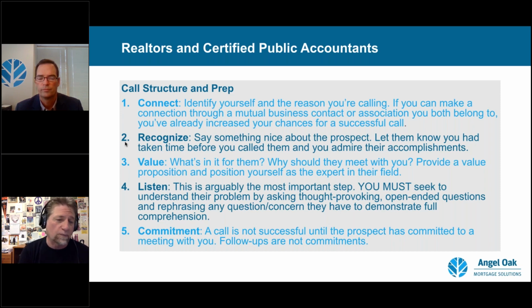So with our call structure and prep, when we connect, we're of course going to identify ourselves and why we're calling. And this here, it says if you can make a connection through a mutual business contact or association you both belong to, you've already increased your chances for a successful call. Again, this is the referral, right?